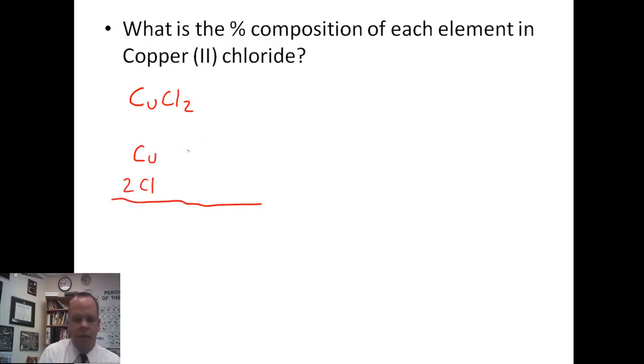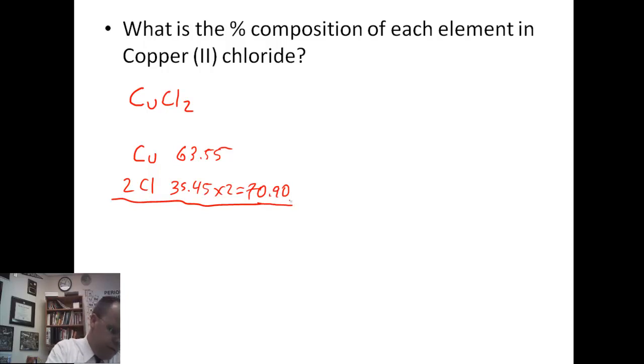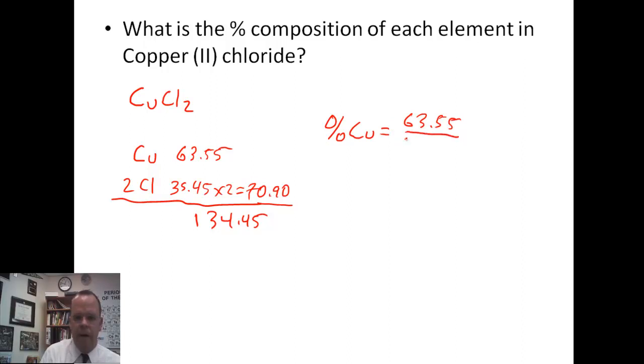Copper has a mass of 63.55. Chlorine, 35.45 times 2, so 70.90. Total mass of the compound, 134.45. So the percent copper, 63.55 divided by 134.45 times 100. This will equal 47.27%.